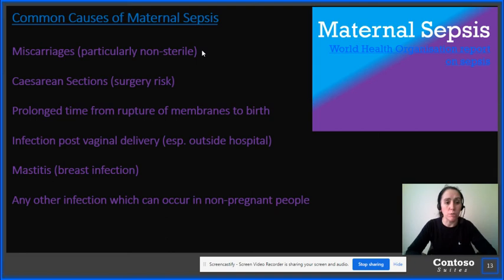Mastitis, which is breast infection from breastfeeding. Anything with an open wound, anything that is like a pore, an opening from the inside to the outside, is going to be at risk of getting infection in. And any other infection, so your respiratory infections, urinary tract infections, liver infections, kidney infections, gallbladder infection, brain infections, all of those obviously are going to have a risk of sepsis. Just because the patient's given birth or is about to give birth, that doesn't mean that they are exempt from your usual infections. So it's either sepsis or maternal sepsis.